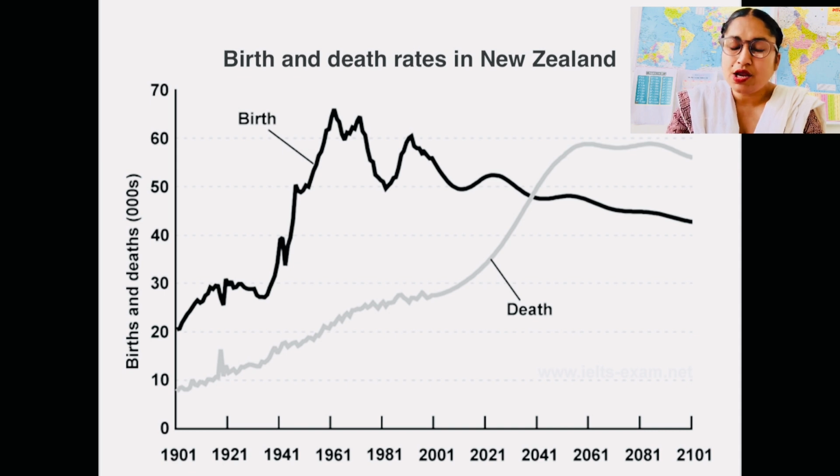And then in contrast, the death rates started below 10,000 and have increased steadily until the present time. The increase is expected to be more rapid between 2021 and 2051, when the rate will probably level off at around 60,000 before dropping slightly in 2101.